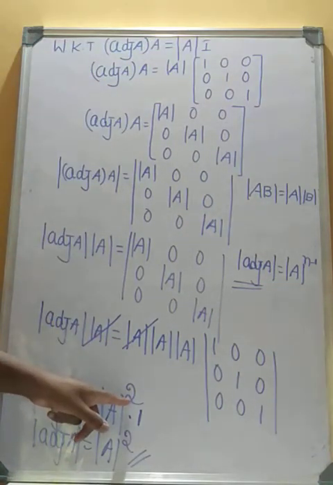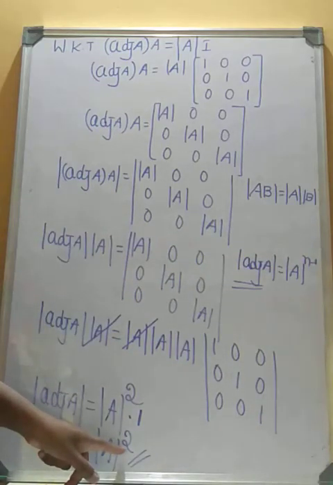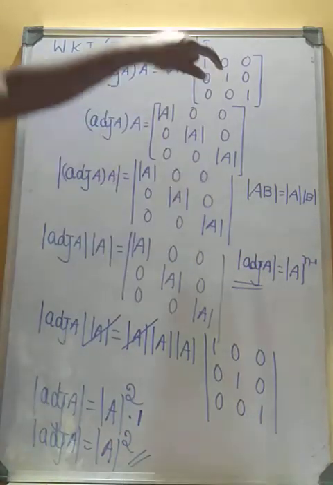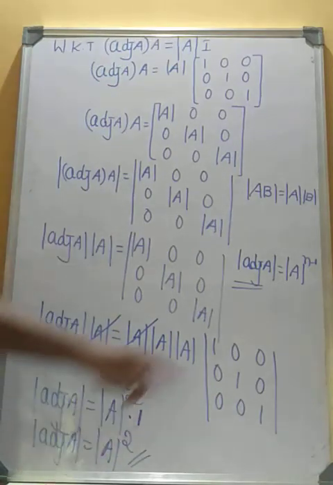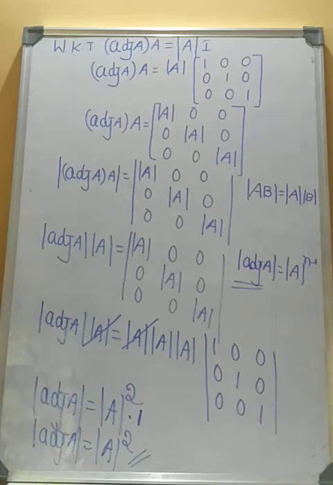Here, for a 3 cross 3 matrix, n is 3, so 3 minus 1 becomes 2, determinant of A square. If you take a 2 cross 2 matrix, 2 minus 1 becomes 1, determinant of A. Clear?